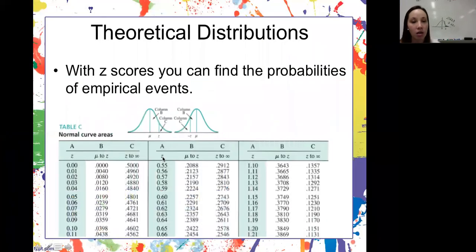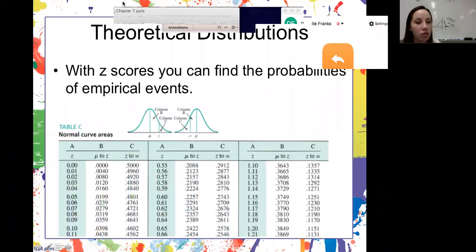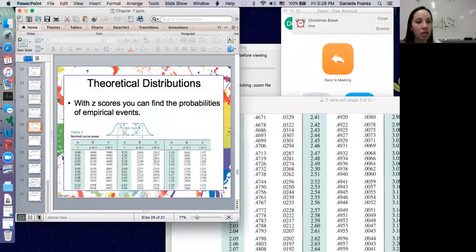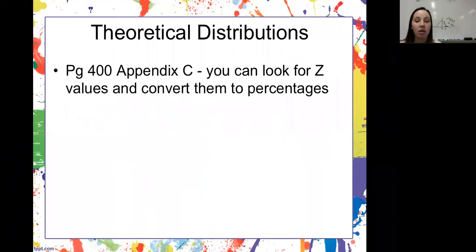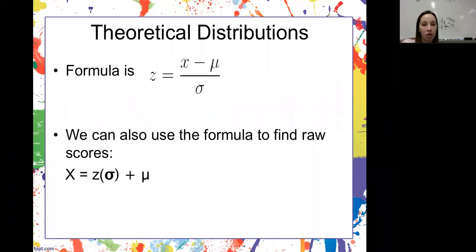So here's your slide of your Z distribution. That is slide 26. Now let's move on to slide 27. You can find your Z table in Appendix C, page 400 in your book. Here is your Z formula. We talked about this in chapter 5. This is just a review of it.